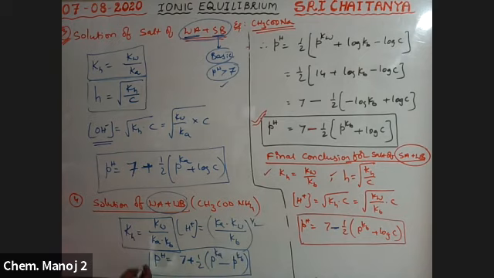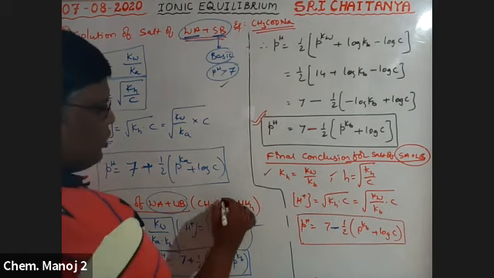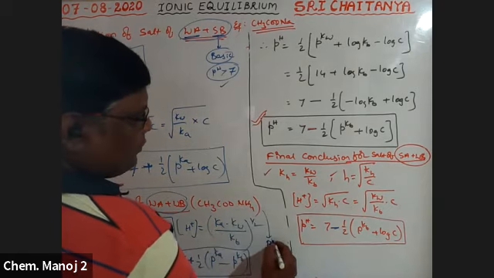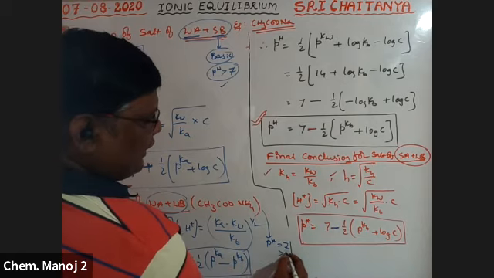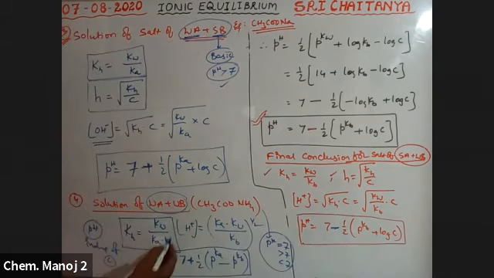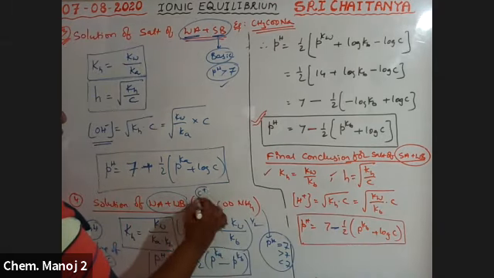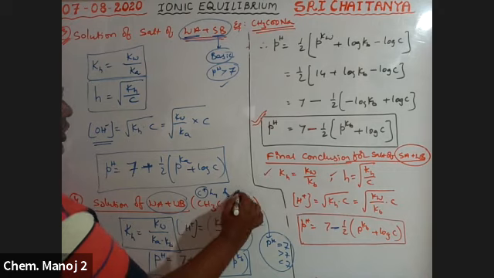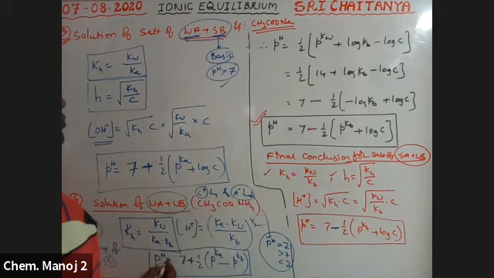Here the concentration C is not there, which means the pH is independent of the concentration of the salt. So pH is equal to 7 plus 1 by 2 pKa minus pKb. This solution's pH may be equal to 7, greater than 7 or less than 7, because both cationic hydrolysis and anionic hydrolysis take place.